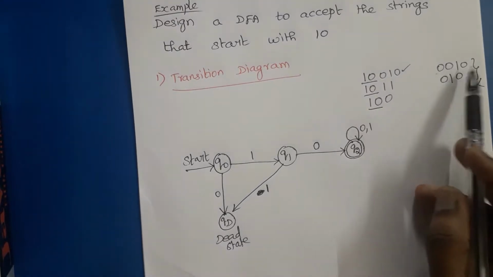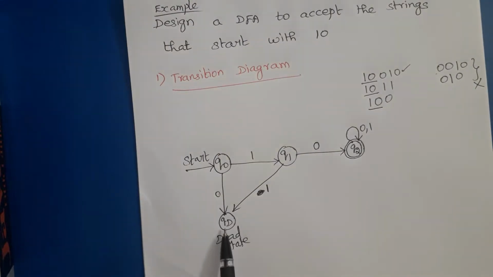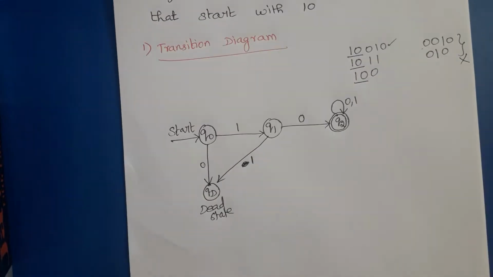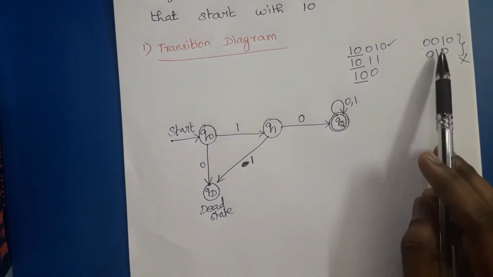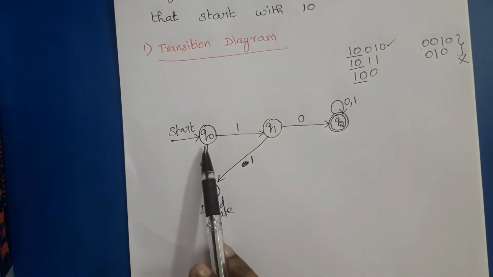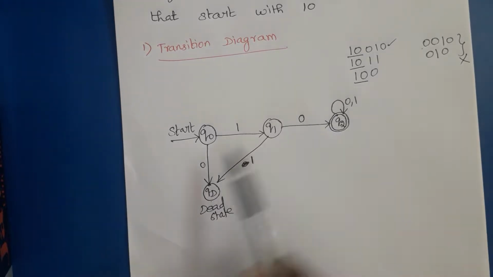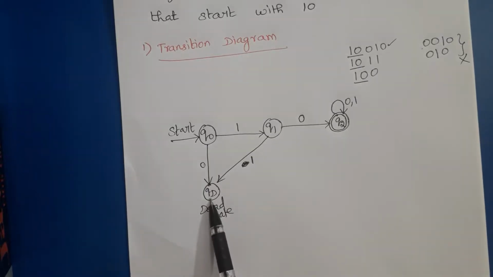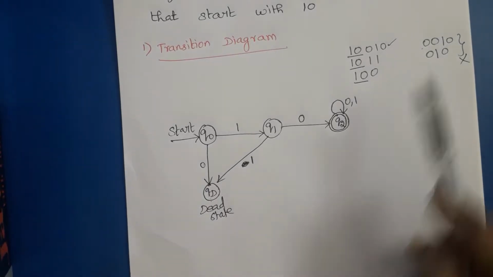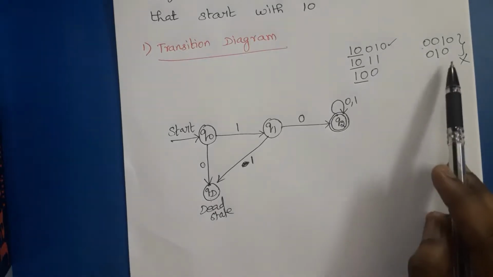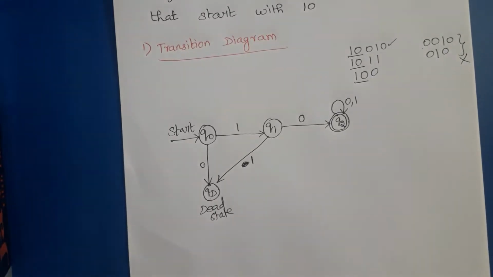So if 0010 is the input string, for 0 it goes to the dead state. Then for the second symbol 0, there is no transition from the dead state. So this input string is rejected by our DFA. Similarly for 010, we will always start from the start state Q0 only. So for the first input symbol 0, it goes to QD. Then for 1, there is no transition from QD. So this is also rejected by our DFA.